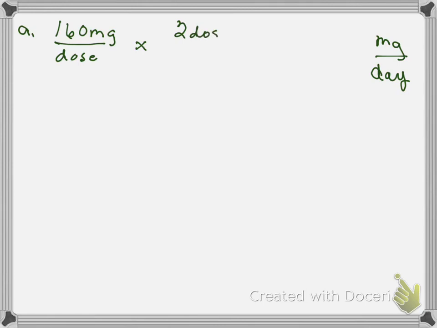So I'm looking for what? All right, so I've got my doctor orders 160 milligrams of medication over 1 or per dose. And how many doses per day is this patient going to get? 2. Thank you. 2 doses over 1 day. My doses cross out, so I know I'm done. And I have 160 times 2 equals 320 per day.